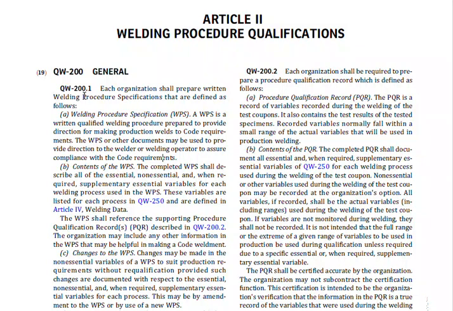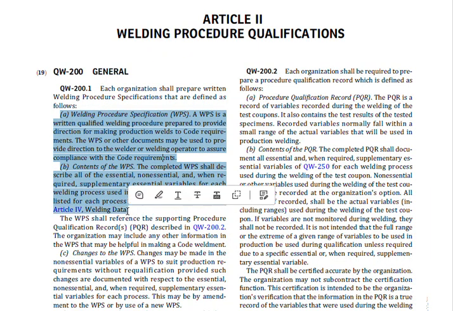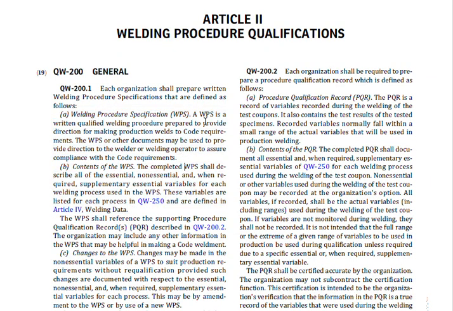Here ASME Section 9 is saying that each organization shall prepare a written welding procedure specification, defined as follows. Here the definition of WPS and the contents of the WPS are mentioned in A and B. Welding procedure specification: WPS is a written qualified welding procedure prepared to provide direction for making production welds to the code requirement. The WPS or other documents may be used to provide direction to the welder or welding operator to ensure compliance with the code requirement. That's the welding procedure.